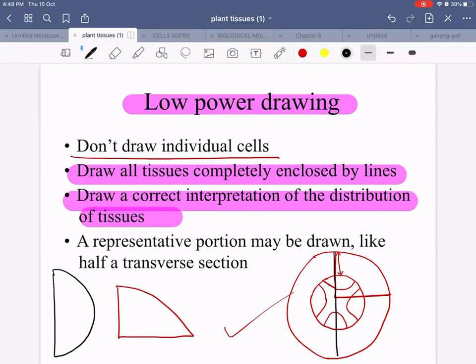You will use a clear sharpened pencil. Your diagram should not be like this. See the feathery lines. Your diagram should not be like this. No overlapping, no broken lines, no feathery lines. Continuous, clear, sharp lines showing distribution of tissues and with an accurate proportion, right?